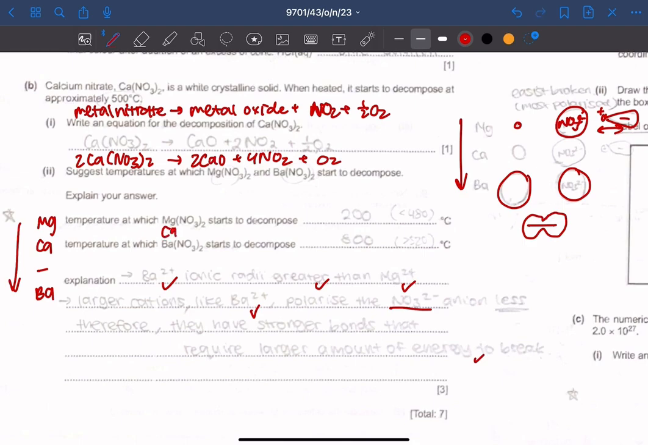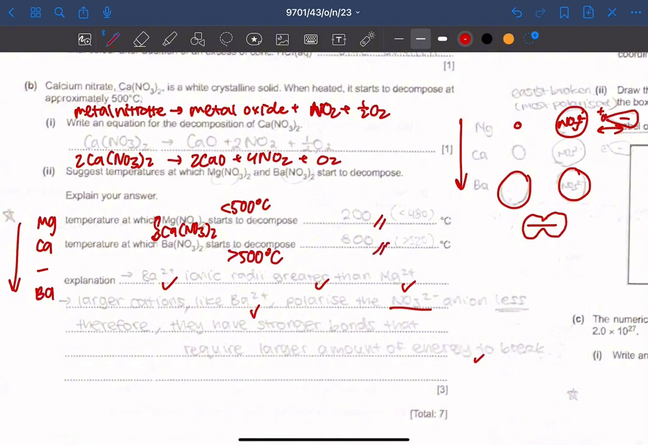And because Ca(NO3)2 is in between them, Mg(NO3)2 should actually have a decomposing temperature of lower than 500 degrees Celsius, and barium nitrate should have a decomposing temperature of larger than 500 degrees Celsius. As you can see, I've written 200 degrees Celsius and 800 degrees Celsius.